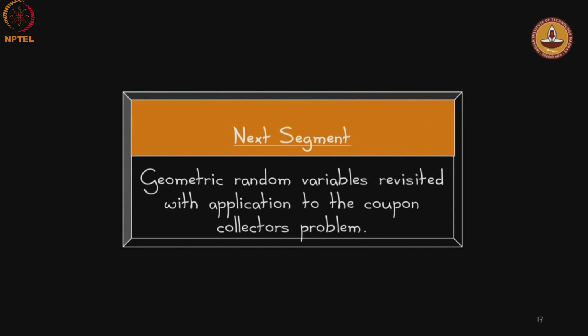In the next segment we will be talking about geometric random variables, which we have already briefly talked about, and we will apply that to a very important context called the coupon collector's problem. And with that we will end this segment.